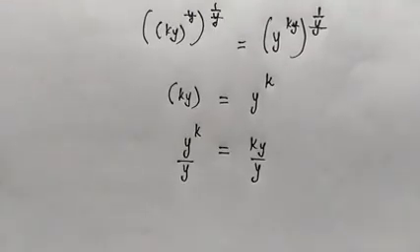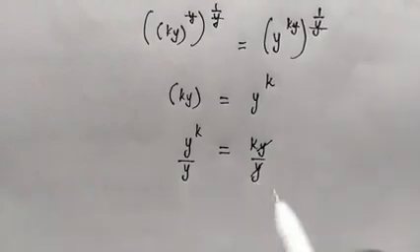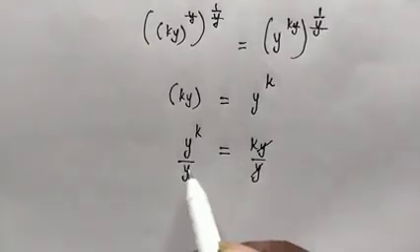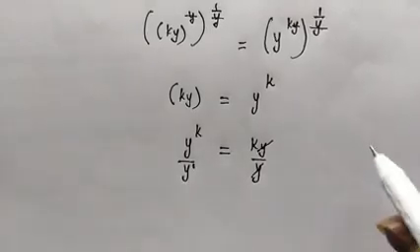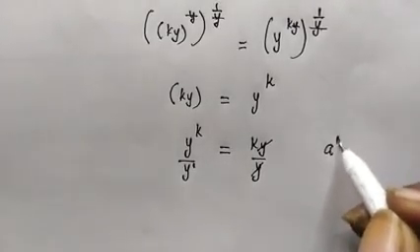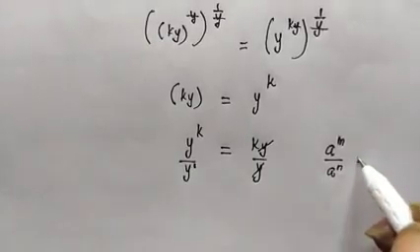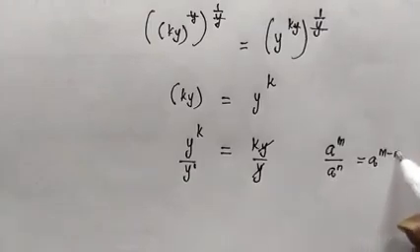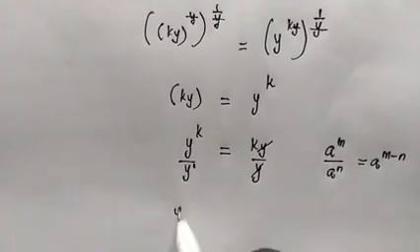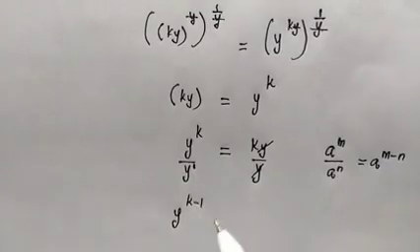By so doing, from the right hand side y gets cancelled with y, and on the left hand side, remember this y has a power of 1. So we apply this property, a to the power of m divided by a to the power of n. We have the same base, right? So we're going to subtract the powers, a raised to the power of m minus n. So this is going to be y raised to the power of k minus 1. This is equal to k.